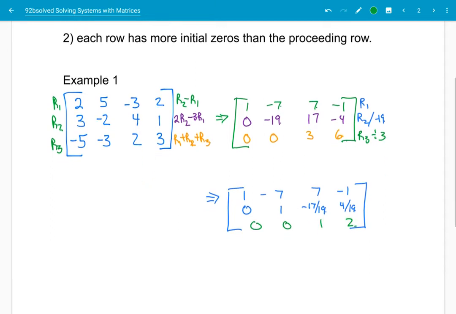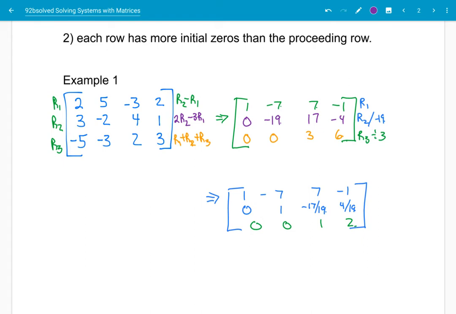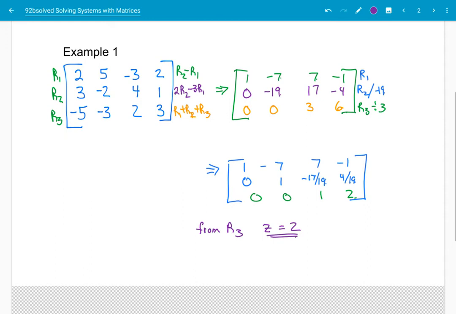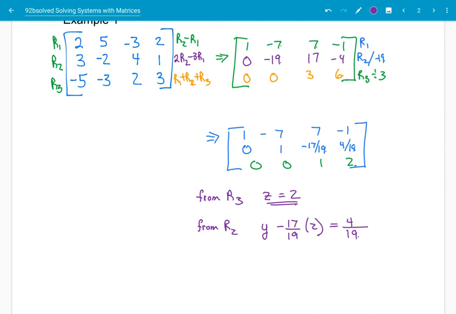Okay. I now have achieved row echelon form. A diagonal of 1s and a triangle of 0s there underneath. It's actually time for the solution. From row 3, we know that z is equal to 2. From row 2, y minus 17/19 times 2. So what I'm really doing is I'm taking the augmented matrix and I'm going back to the variables. That's negative 34/19, 38/19, so y is equal to 2.